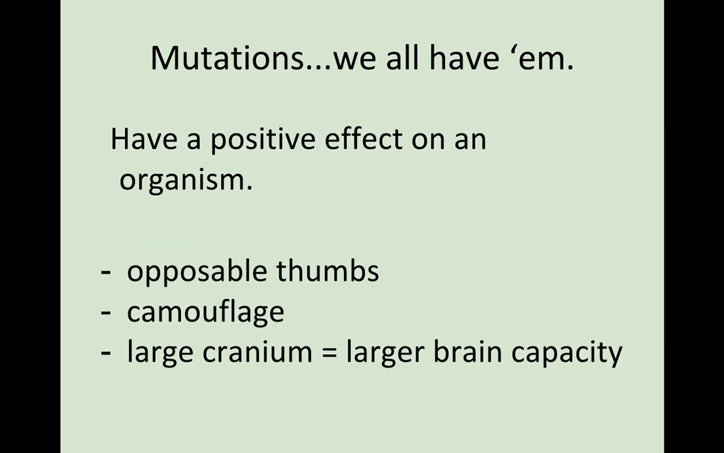Some can have a positive effect. Opposable thumb. This is where you can take your thumb and touch the tip of each of your fingers. That allows you to do a lot of things with your hands. Camouflage, which a lot of organisms have, is a mutation that can have a positive effect. Some of you looked at the moths, where a mutation caused some of them to have darker wing colors, and that helped them blend into the trees better than the white ones. Large cranium, which we humans have, allows us to have a larger brain capacity.